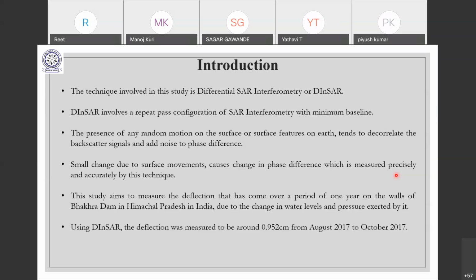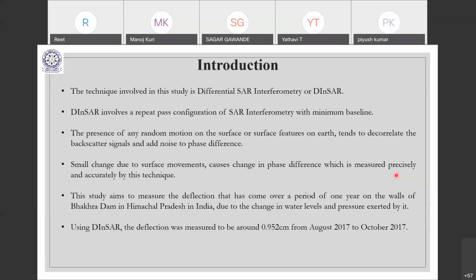So the technique involved in this study is differential SAR interferometry. So DInSAR involves a repeat pass configuration of SAR interferometry with minimum baseline. Minimum baseline means the distance between one satellite and the other satellite, the central point of one satellite and the central point of the other satellite. The presence of any random motion on the surface or surface feature on the earth tend to decorrelate the backscatter signal and add noise to the phase difference.